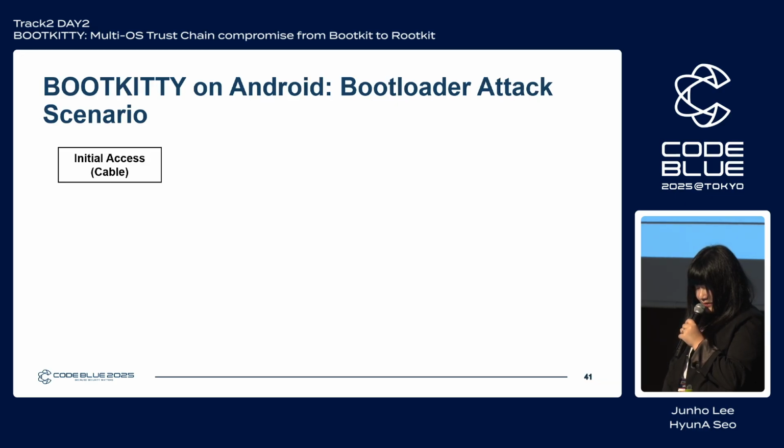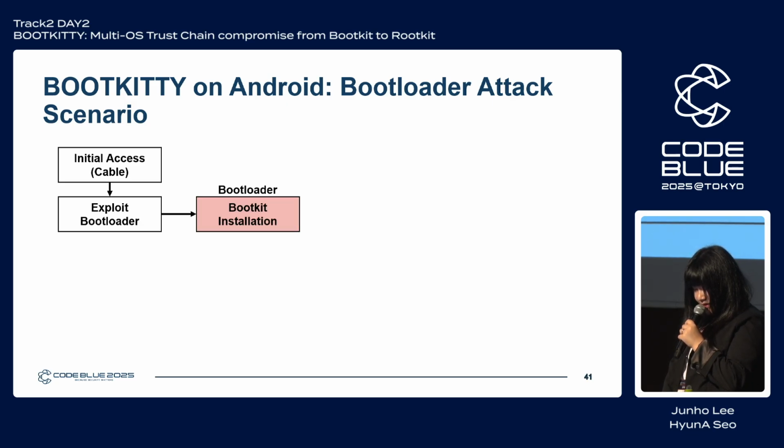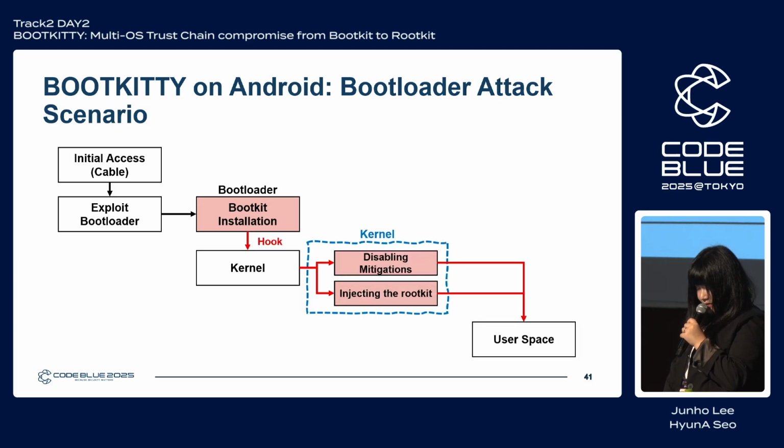First, the attacker connects the device to a PC via a cable. Then, they exploit a vulnerability in the bootloader. If the exploit is successful, the bootkit can be installed into the boot partitions. When the system reboots, the modified boot chain starts automatically and a hooking chain runs just before the Android kernel entry. The hooking code runs right before the kernel entry and disables mitigations. After that, the rootkit is loaded into memory. Once this step completes, the rootkit is activated and the entire system is compromised.